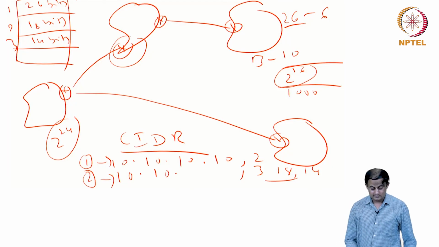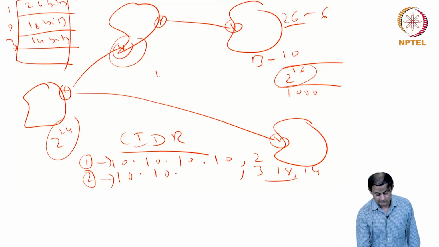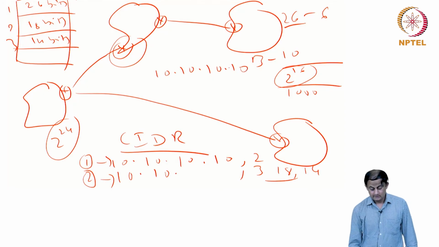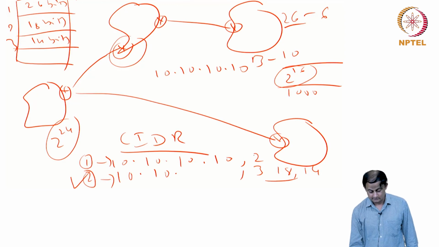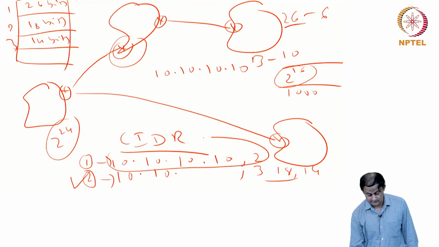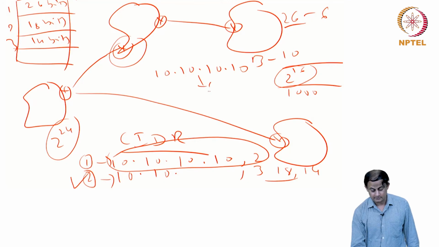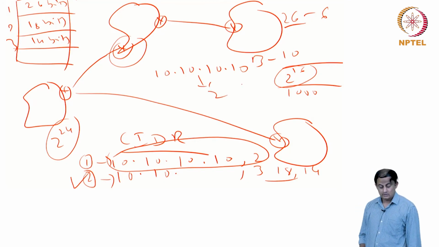So what it means is, in this case, if you receive a packet which is supposed to go to the destination 10.10.10.10, although this is a valid match, the longest match is this entry, so you forward this particular packet to port number 2.